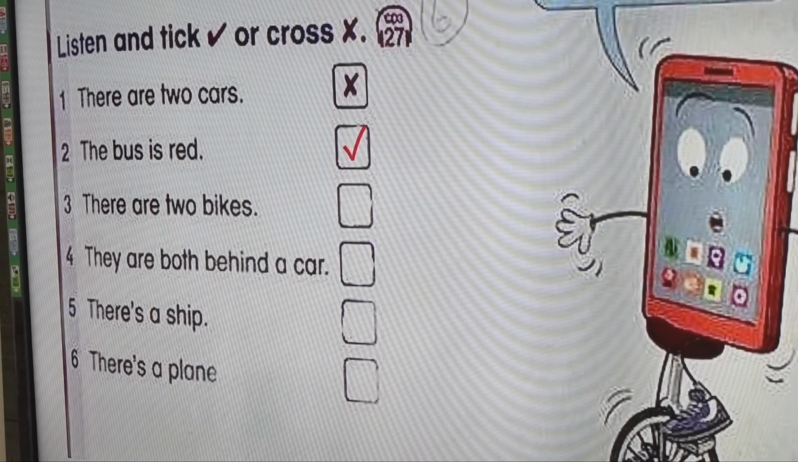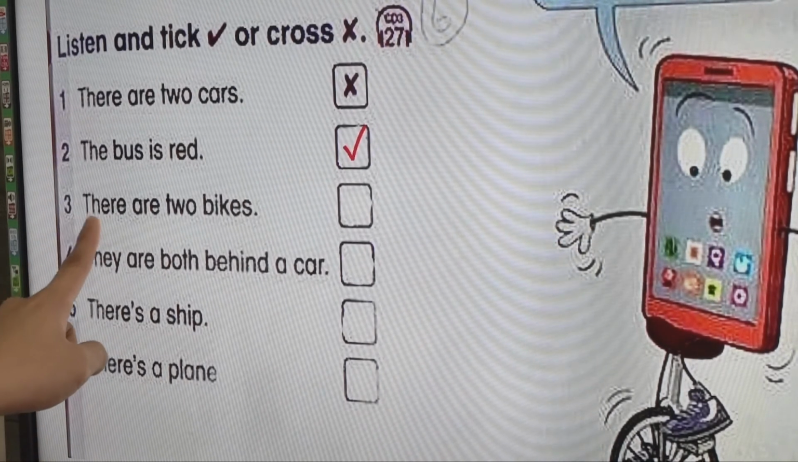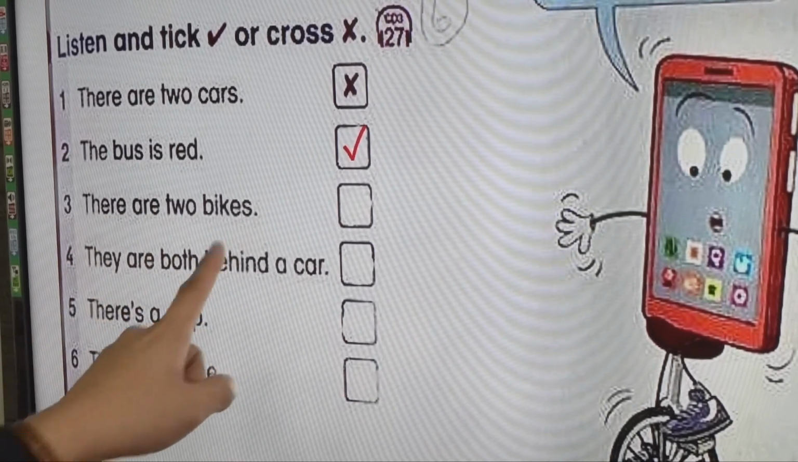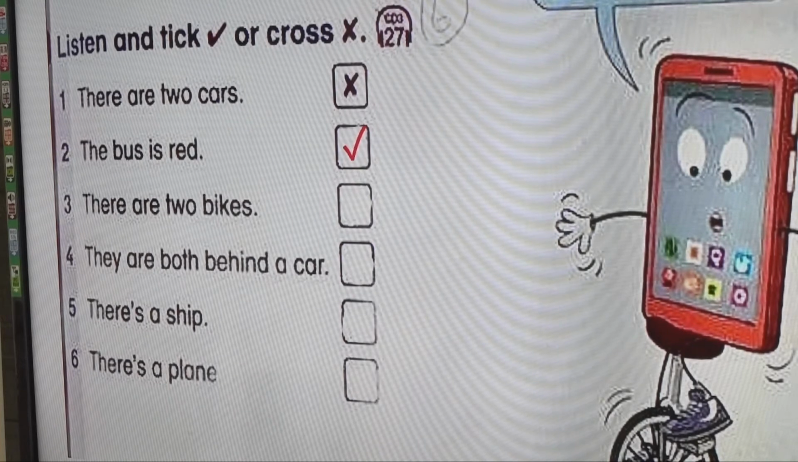Alright, so the man said, there are 2 bikes. One is behind the red car, and one's behind the blue car. So the question is, there are 2 bikes. Are there 2 bikes? Yes, there are 2 bikes, right? So you put a tick. Again, you put another tick for question number 3.